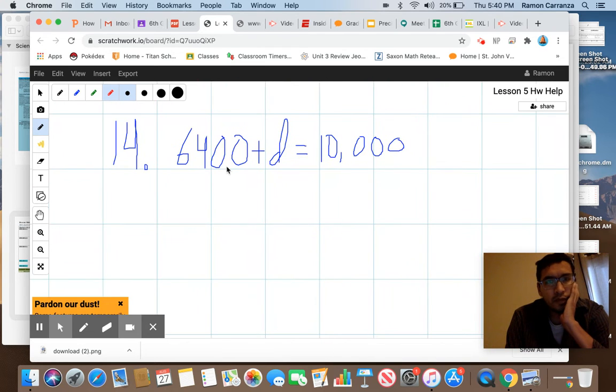14, 6,400 plus D equals 10,000. So I'm going to use the commutative property to change the order here, only on the left. So D plus 6,400 equals 10,000. And then from there, all you have left to do is to solve for D, which involves using our inverse operations.